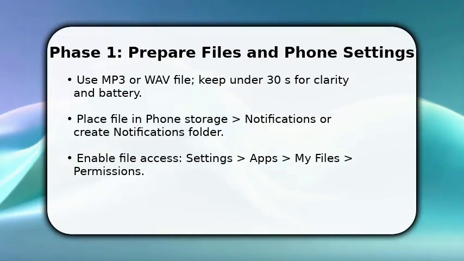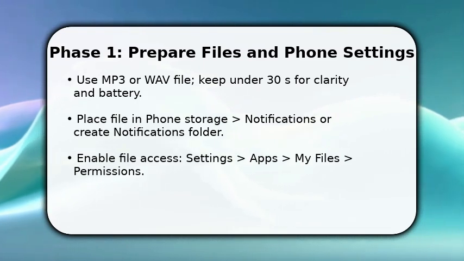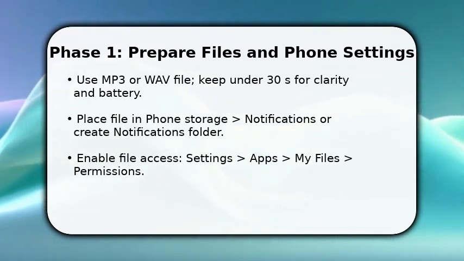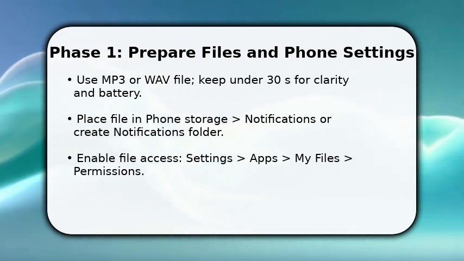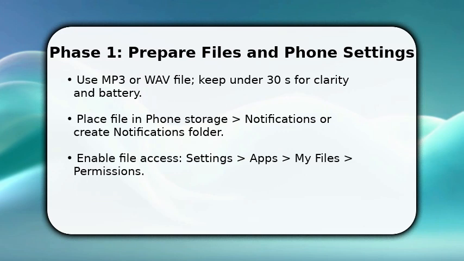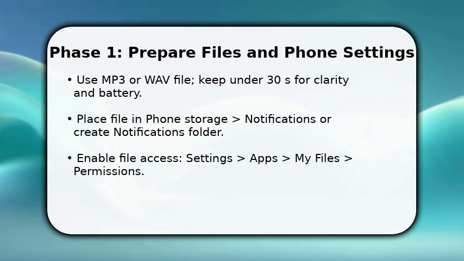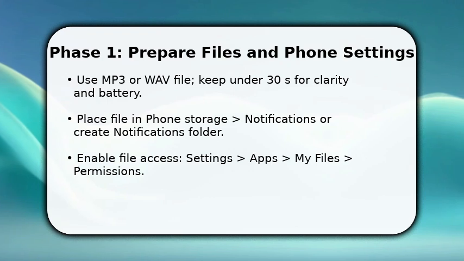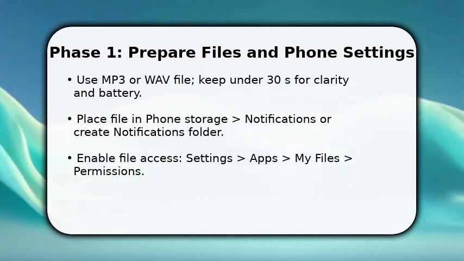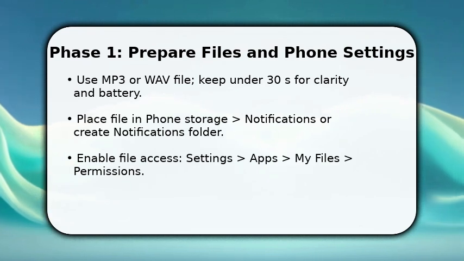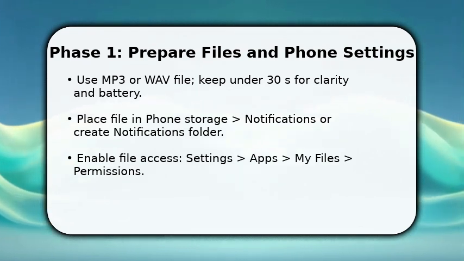You start by getting the sound ready and accessible. Use an MP3 or WAV and trim to under 30 seconds for crisp alerts. This also saves battery. Once done, move the file to internal storage and into a notifications folder. Create one if missing. Make sure your file manager app has storage permission, otherwise the system won't see the sound. If prompted, choose Move Not Copy so it's in the right location. These steps set you up to add the tone inside Samsung settings.